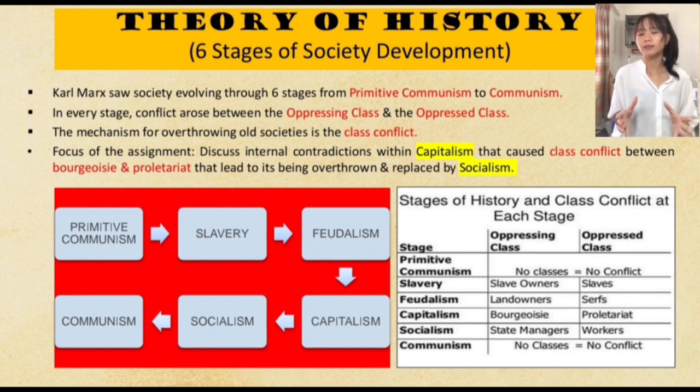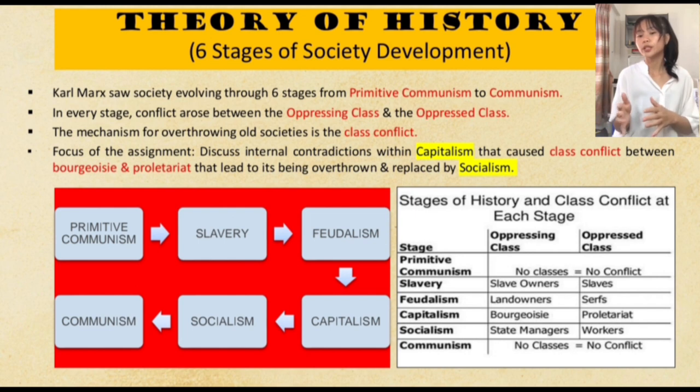So, I will talk about the 6 stages of social development. First is primitive communism. This was the earliest stage of human society, characterized by communal ownership of property and the absence of social classes. Karl Marx believed that this stage existed during prehistoric times.